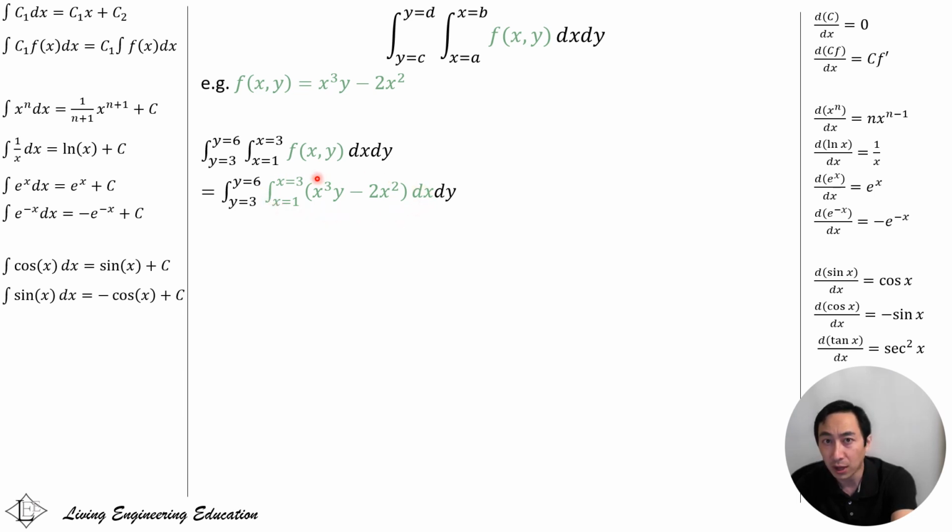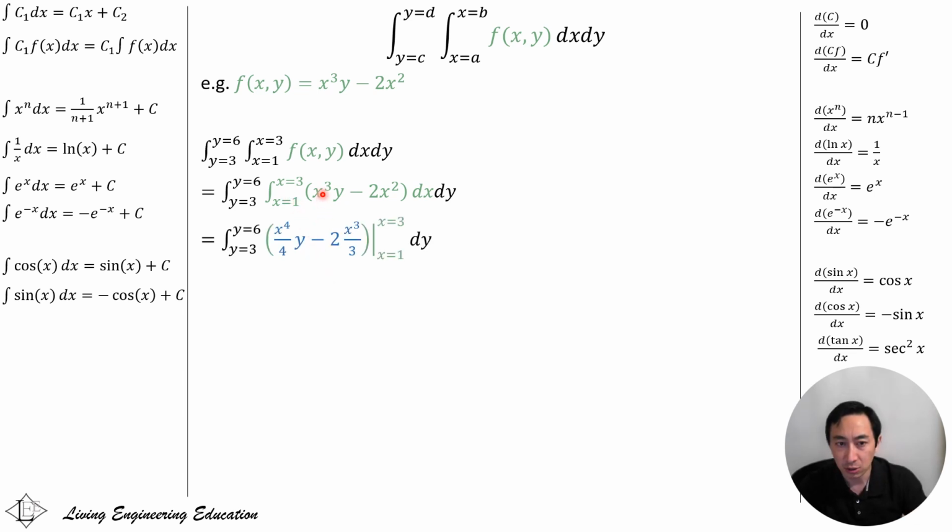And then I would need to apply the upper and lower limits of the x component, right? So the x cubed integral is x to the 4th over 4. Y is my constant that I need to keep right there. The integral of x squared, like we said earlier, was 1 over 3 x cubed. That's right here, multiplied by my constant 2. Okay, so I need to apply my upper and lower limits, x equals 3 and x equals 1. And then I would solve my second integral.